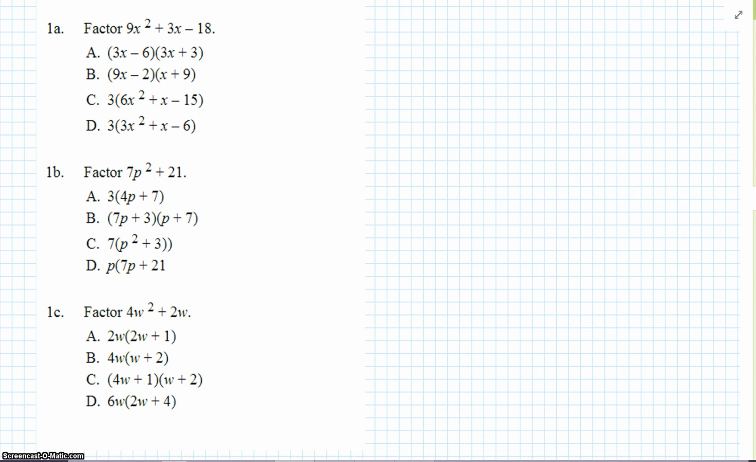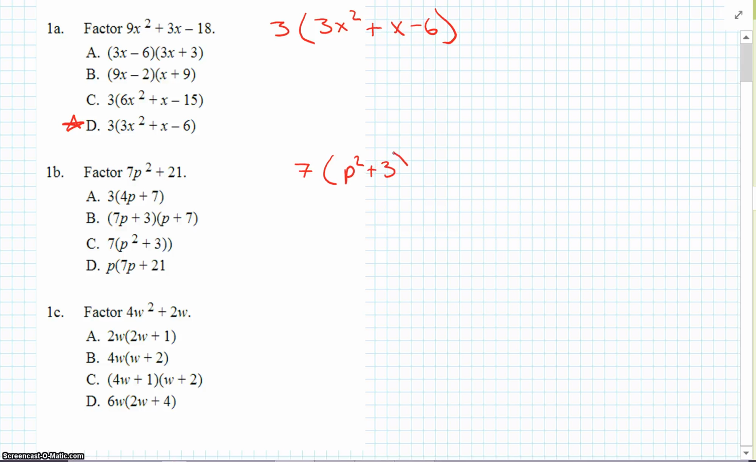Okay, looking at 1a. What can I factor out of each term? I can factor out a 3. So it's going to leave me 3x squared plus x minus 6. So the answer is D. For B, the greatest common factor is 7. So I can factor out a 7. I'm going to get p squared plus 3. So the answer is C.